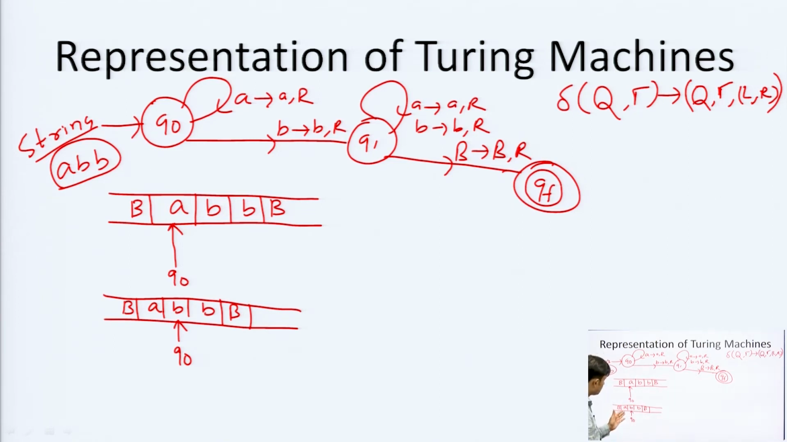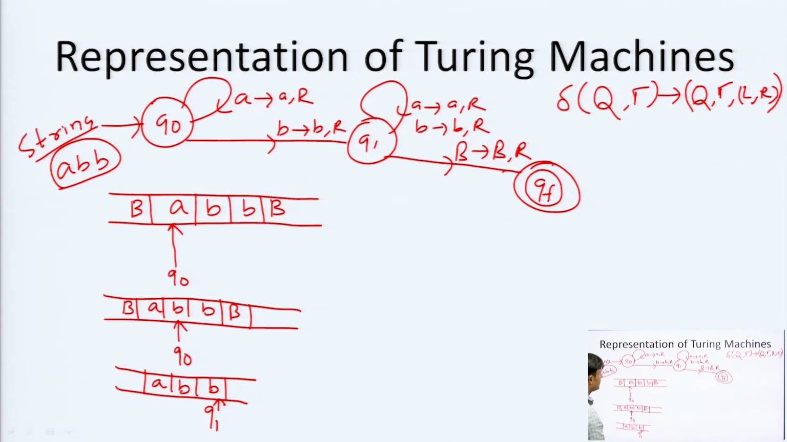Now when Q0 input is B, it goes to Q1 and the input tape remains the same, whatever B was there remains the same, just move right. So now we have this A, B, and this is B, then Q1 is the head, now Q1.